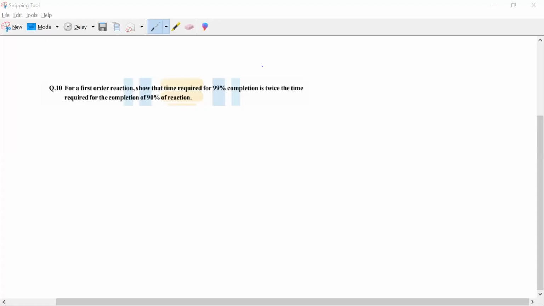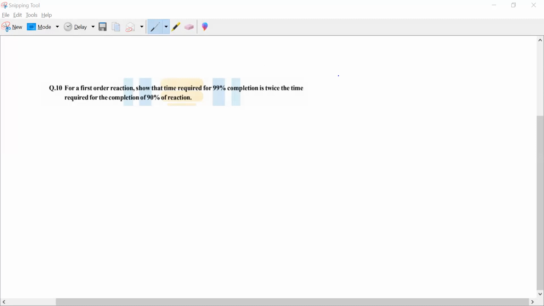I just now showed the screen sharing. Same kind of question for a first order reaction. Show that the time required for 99% completion is twice the time required for completion of 90% of the reaction. In this question, it is show that. Same concept you are using.